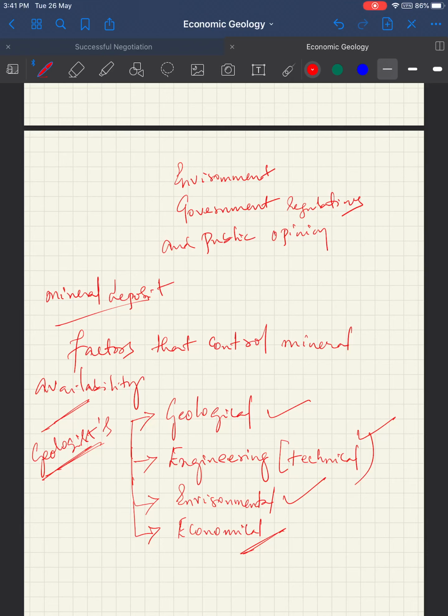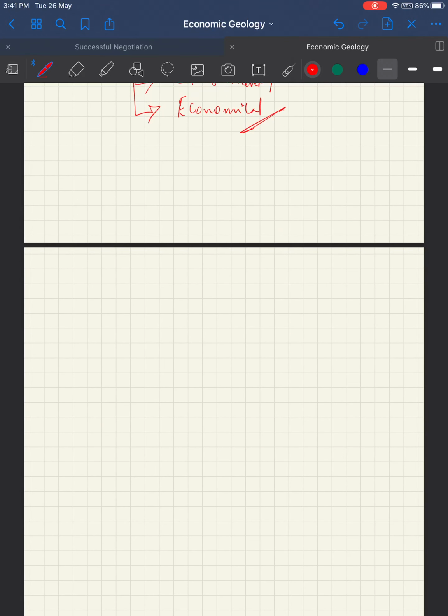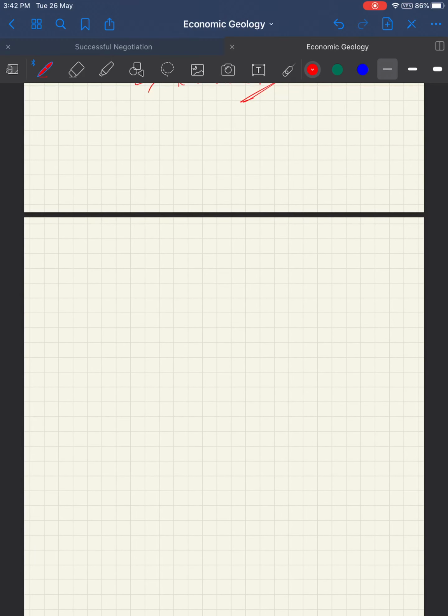So we'll begin to see each individual factor and how it controls the mineral availability. We'll start with the geological factor. The geological factor is the primary factor that controls the availability of the mineral resources. It's a primary factor. So being the primary factor is the reason why geologists are in great demand in the mineral industry. Without a geologist, you don't know what the geological controls on mineral availability are, and it becomes very difficult for a person without geological background to locate the mineral deposit.